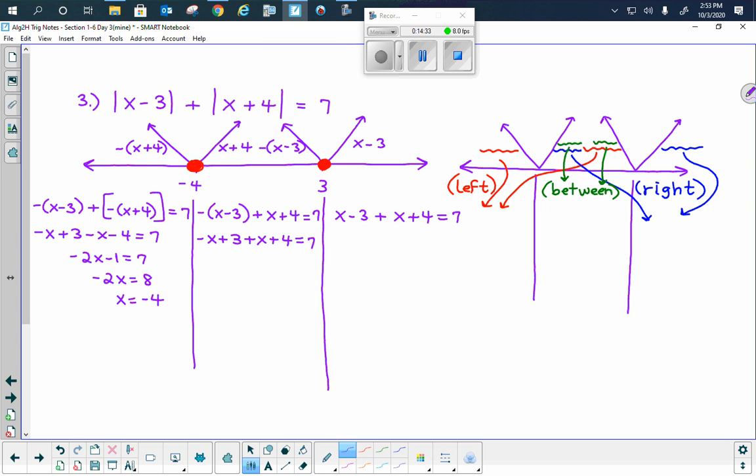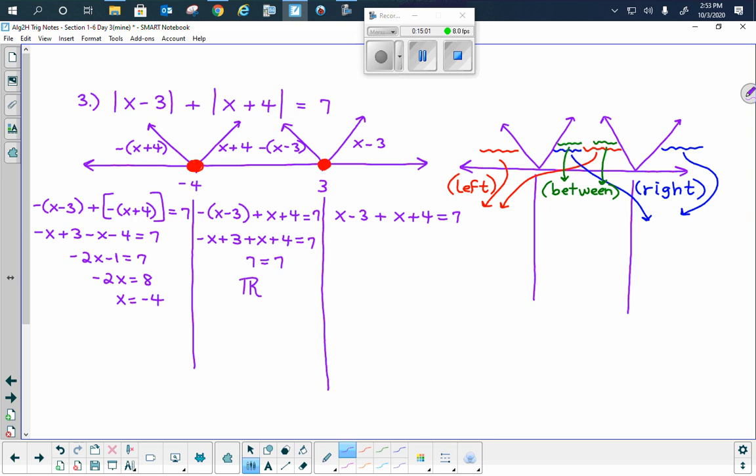So it looks like my x's drop out and I get 7 equals 7. Okay, which is a true statement. So if the variables drop out, you're either going to get a true or a false statement. We'll come back to that and see what that means to us. We know that a true statement is supposed to mean all real numbers, and a false statement is supposed to mean no solution. So maybe I'll at least write the all real numbers part in here.